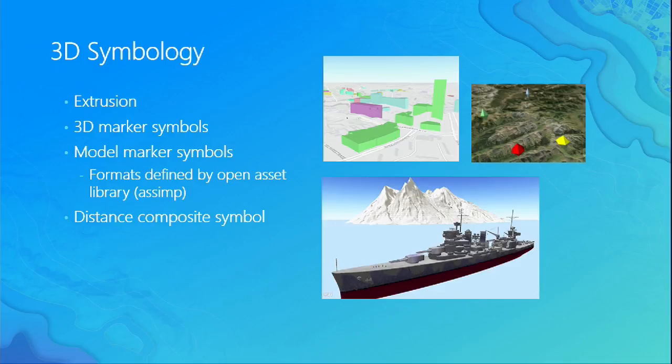Model marker symbols, these can be something like complex models, come from a variety of different formats. We're built on top of ASSIMP, which is the Open Asset Import Library. And so generally the formats that are supported by that library will be supported within Runtime. An example here would be the ship. So really this is a point on the surface of the Earth, and it's being represented by, I think, a Wavefront model. And so you can get quite creative, actually, with what you want to display.